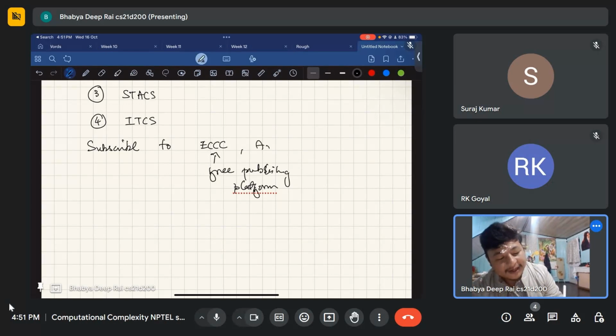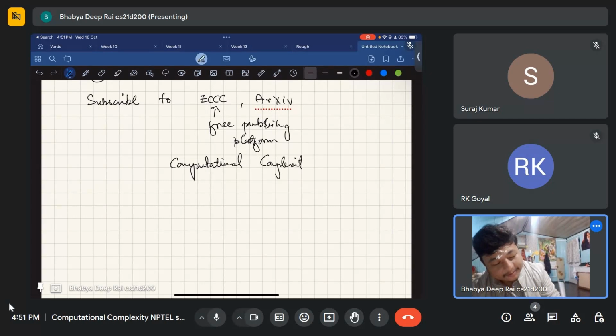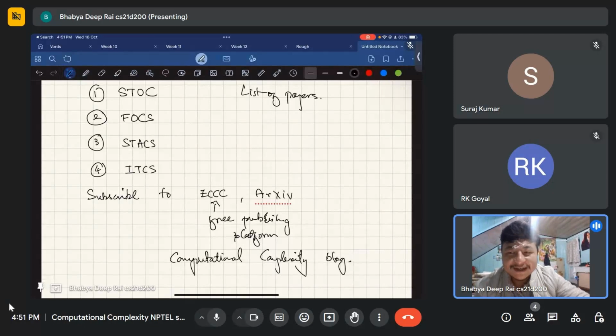And of course arXiv, the complexity part of arXiv, not the entire arXiv, because there are other disciplines there also. And there is also something called the Computational Complexity blog, maintained by Lance Fortnow, who is also a reputed complexity theorist. There are really interesting things here. So regarding how to proceed from here, if you want to do research in complexity theory, this is a nice way to start.